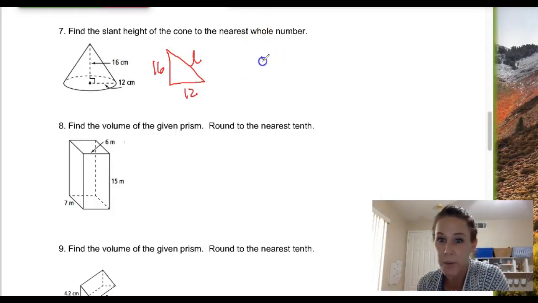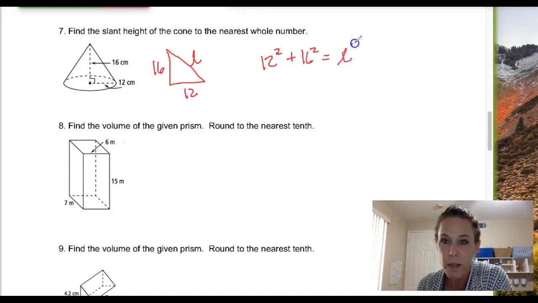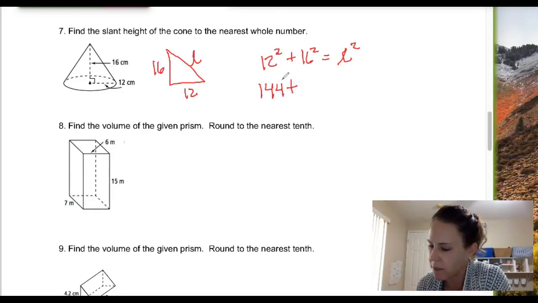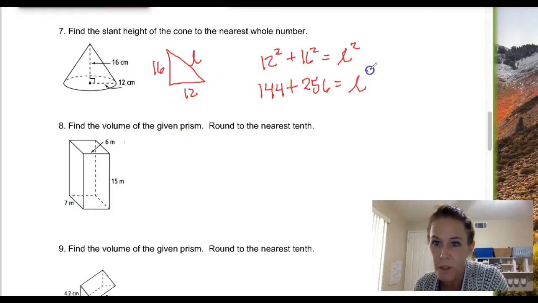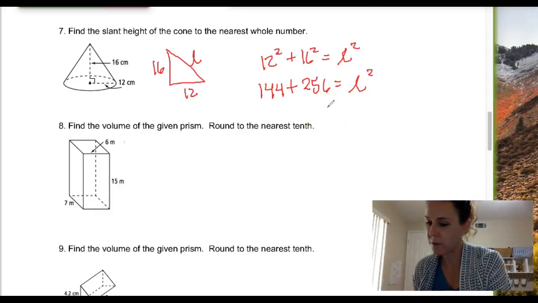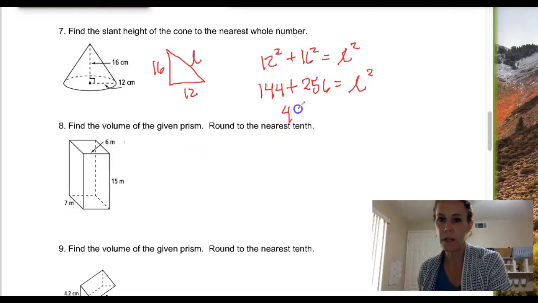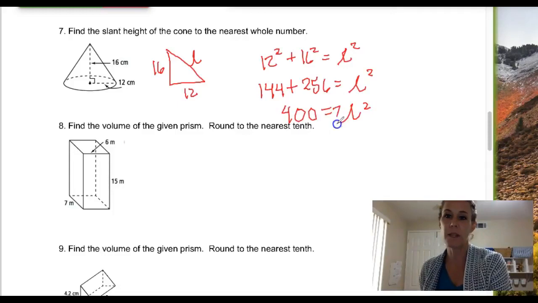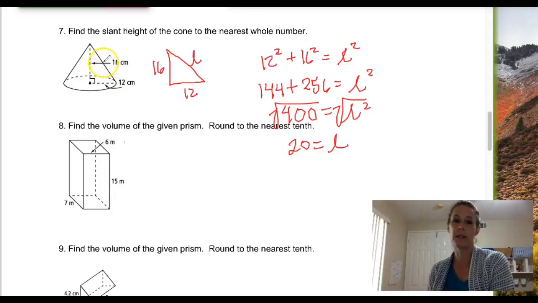Once again, Pythagorean theorem, you're going to use that a ton. 12 squared plus 16 squared is L squared. Do the math. 144 plus what's 16 squared? 256. Just double checking, I was right. And then you're going to add 256 and 144, and you're going to get 400. This is very similar to that last one we did. Square root, 20 is your lateral or your slant height. So the slant height of this cone is 20 centimeters.